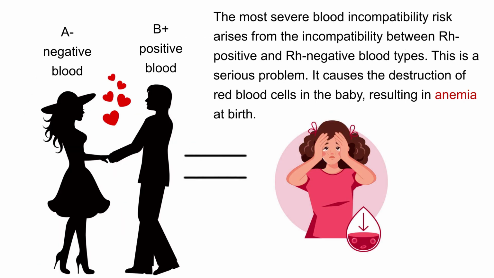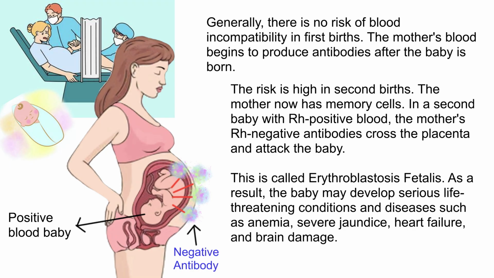The most severe blood incompatibility risk arises from the incompatibility between Rh-positive and Rh-negative blood types. This is a serious problem. It causes the destruction of red blood cells in the baby, resulting in anemia at birth. Generally, there is no risk of blood incompatibility in first births.